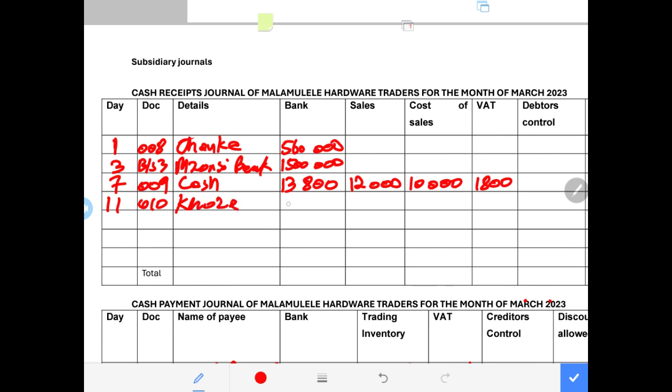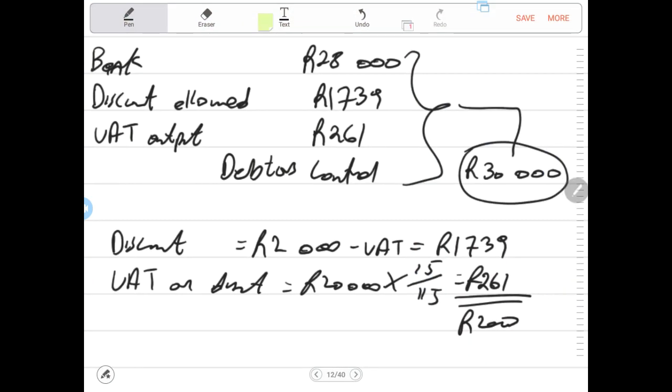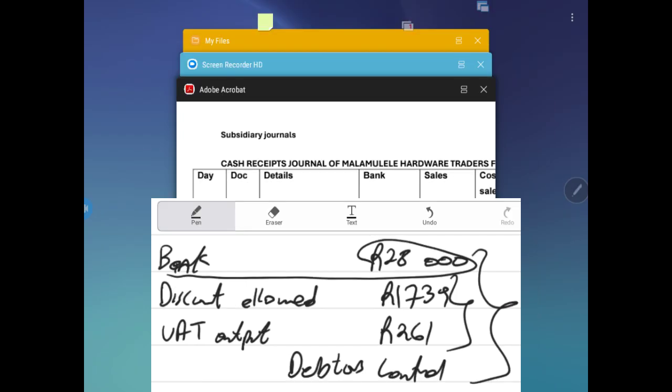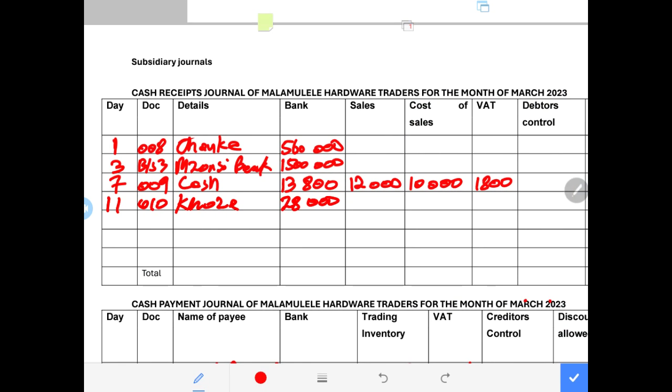How much did we receive? We received 28,000 rands under our bank. And it's the same thing that I did. Another portion is the discount. Then another portion goes to the total, goes to the debtors control.